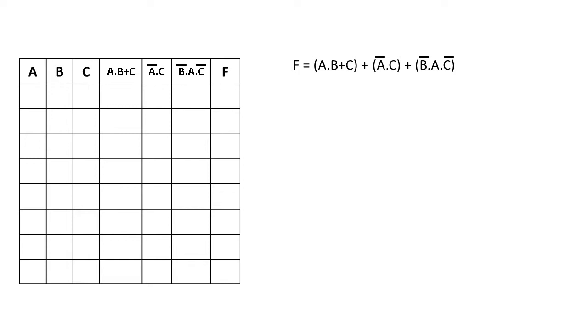Whatever will be the result of the first parameter, that is a into b plus c, will be counted here, and in the next column the next parameter result will be put, that is a naught into c, and after that b naught into a into c. The result of this parameter will be put in this given column, and in the last column we will have the result of the function. So watch what we should do to create this truth table.